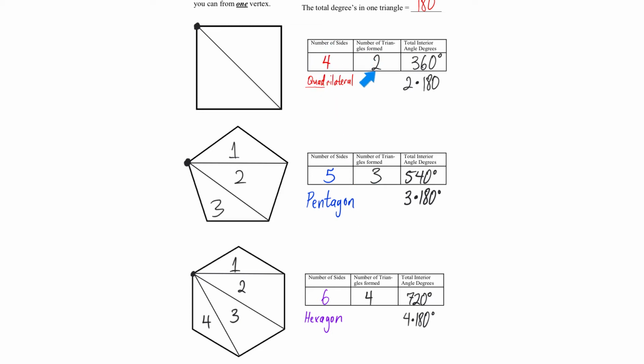It's how the number of sides relates to the number of triangles. So how do you get from 4 to 2? How do you get from 5 to 3? How do you get from 6 to 4?